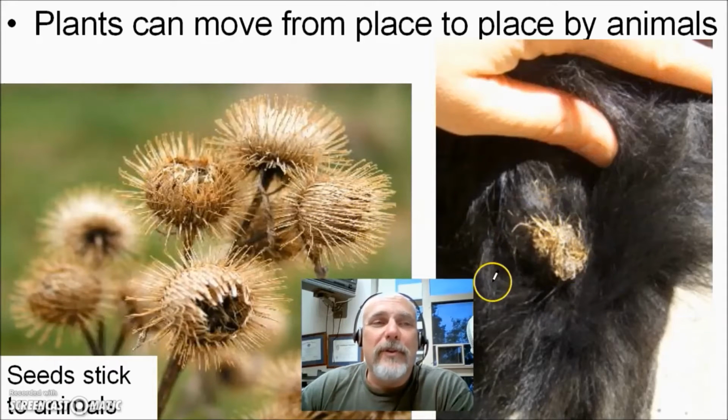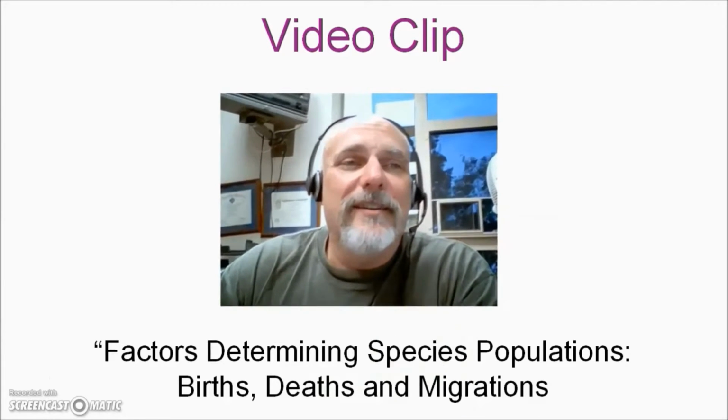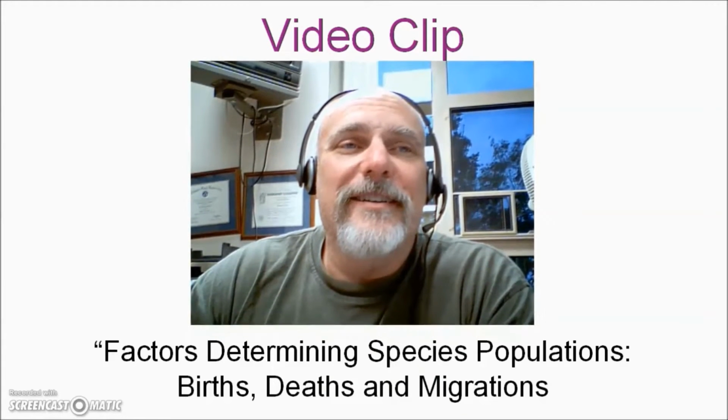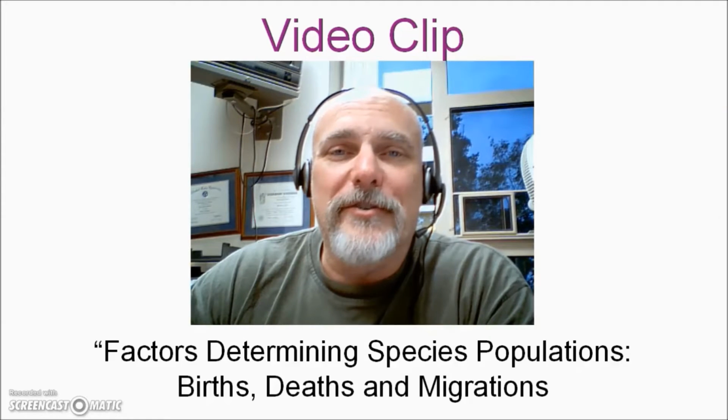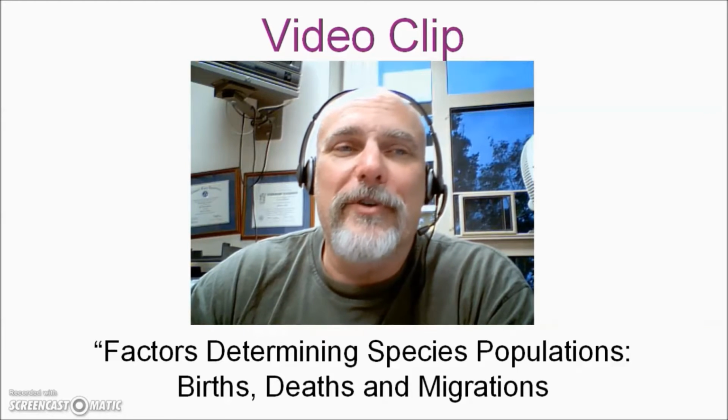A slightly less disgusting way that seeds can travel via animal would be when seeds stick to the animal's fur, like these burrs, and they can travel great distances on the fur of animals to new locations for the members of the plant species to start growing in a new location. Here's a video clip for you to check out. Nice little summary.